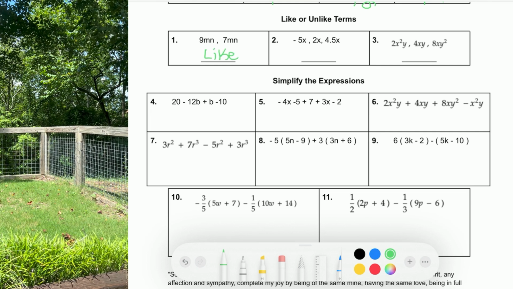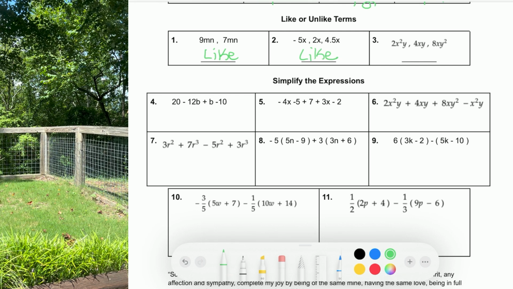Number 2, we have a negative 5x, a 2x, a 4.5x. First, we're going to look and see if all the variables are the same. They are all x's. And then we need to see if their exponents are the same. They are all the invisible exponent of a 1. So they are, in fact, like terms.